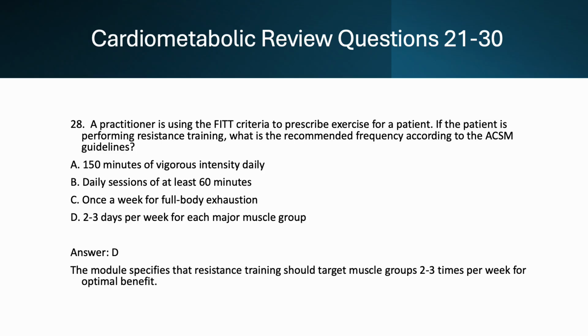So according to the ACSM guidelines, resistance training should be performed 2 to 3 days per week, targeting each major muscle group. And this frequency allows adequate recovery while supporting strength and metabolic health. A is incorrect because 150 minutes of vigorous exercise daily refers to aerobic exercise guidelines, not resistance training. B is incorrect because daily heavy resistance training may lead to insufficient recovery. C is incorrect because 1 session per week is insufficient for strength and metabolic benefits. So overall, the correct answer is D, 2 to 3 days per week for each major muscle group.